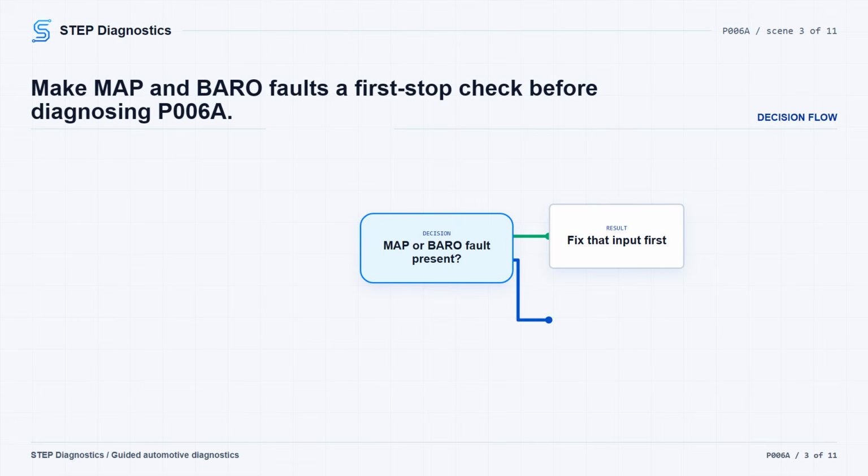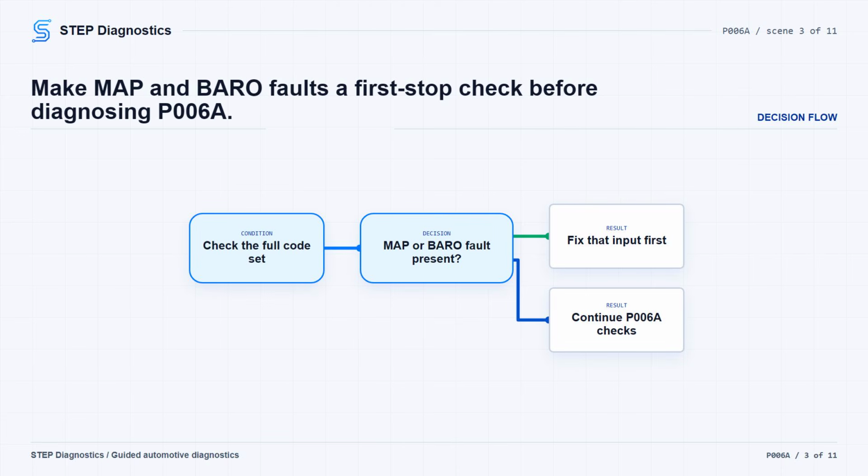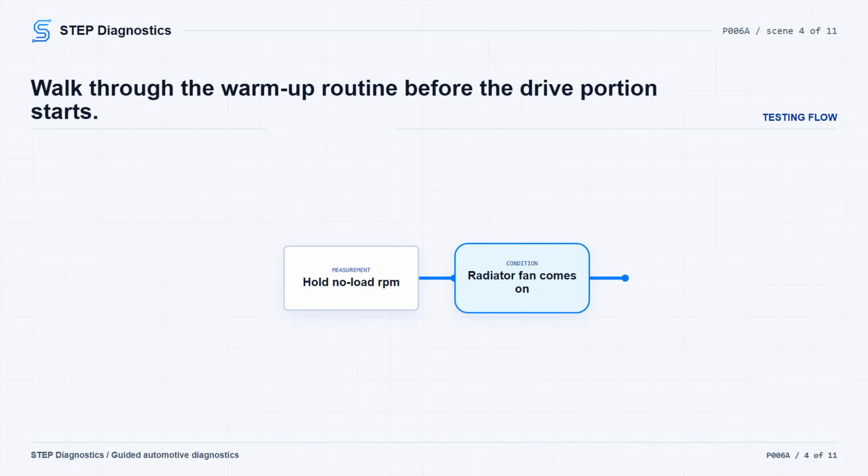Before chasing P006A by itself, look at the complete code set. If MAP sensor or BARO sensor related faults are present, diagnose those first. Those inputs are part of the comparison the PCM is using, so a problem there can mislead the P006A path. Now confirm the concern.